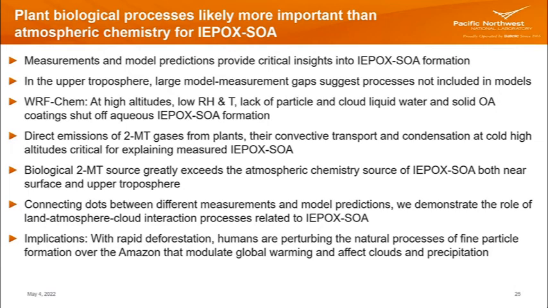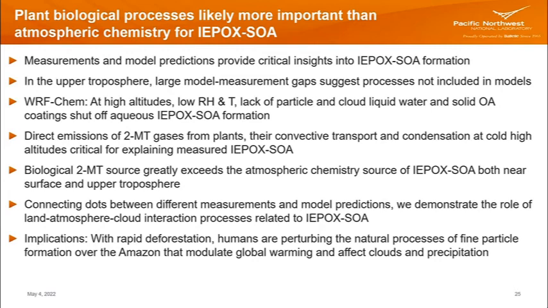So the direct emissions of methyl tetral gases from plants, which is related to environmental and plant stressors, and their convective transport and condensation was critical. This biological source of 2-methyl tetrals is not well understood, so more measurements are needed to measure it. But connecting the dots between different kinds of measurements, when I could not explain it in the upper troposphere, with other measurements that were suggesting the possibility of methyl tetral emissions as gases, and then thinking about how that changes IPOX SOA formation, showed the critical role of land-atmosphere-cloud interaction processes, which are not included in models.